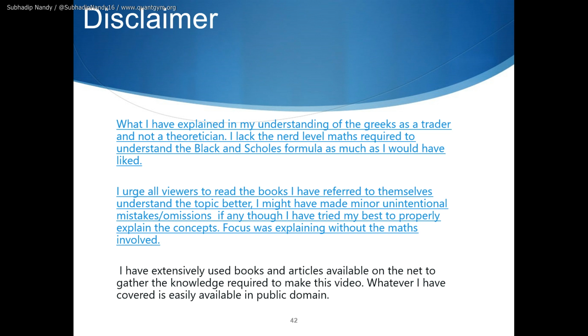Now, a disclaimer: what I've explained is my understanding of the Greeks as a trader and not a theoretician. I do lack the nerd level maths required to understand the Black-Scholes formula as much as I would have liked. I am also still learning, okay? So I urge all viewers to read the books I have referred to themselves, to understand the topic better. I might have made minor unintentional mistakes or omissions, if any, though I have tried my best to properly explain the concept. Focus was explaining without the maths involved. I have extensively used books and articles available on the net to gather the knowledge required to make this video. Whatever I have covered is easily available in the public domain.